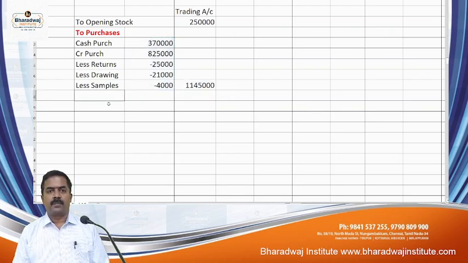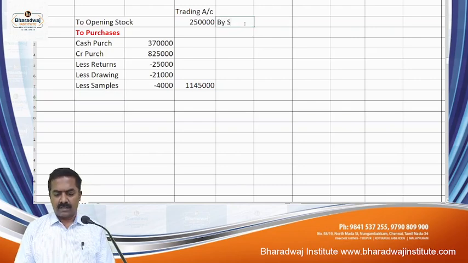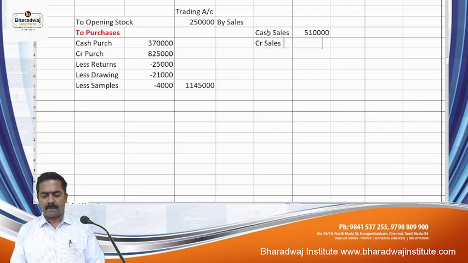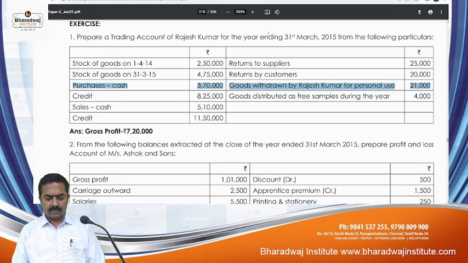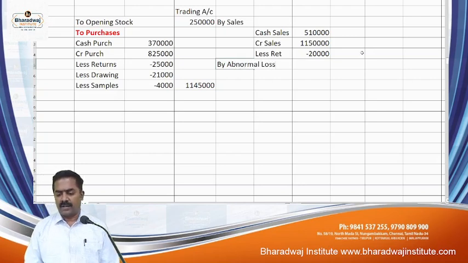Any other direct expenses given in the problem? The wages, carriage inwards? No, sir. No. Come to the credit side. By sales, what is the sales? Cash sales, how much is given? 5,10,000. Then credit sales 11 lakh 50,000. Then returns from customers 20,000. Any abnormal loss given? Suppose there is any abnormal loss given, you will do it. No abnormal loss.